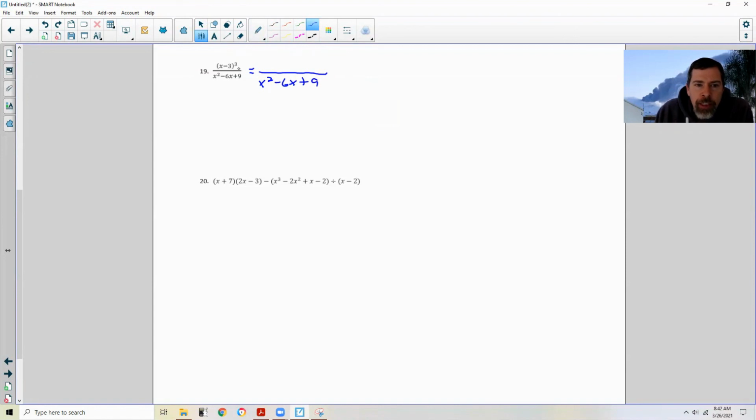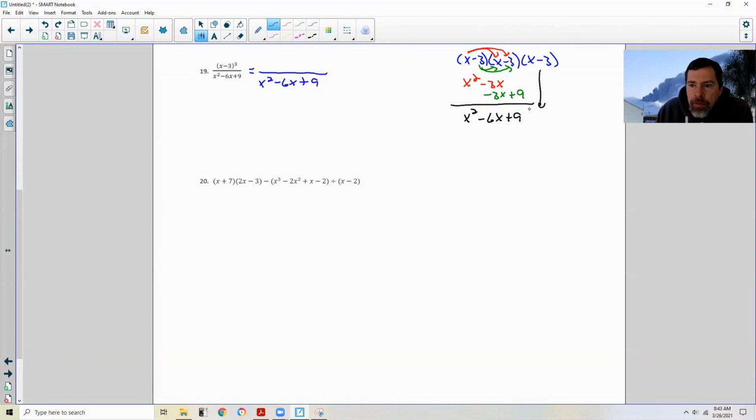So the x minus 3 cubed is the same as x minus 3 times itself 3 times. Okay, this is what x minus 3 cubed means. So I'm going to distribute in the first one first. x times x is x squared. x times a negative 3 is negative 3x. And then negative 3 times x is negative 3x. Negative times a negative is positive. 3 times 3 is 9. So when I combine those, I get x squared minus 6x plus 9.